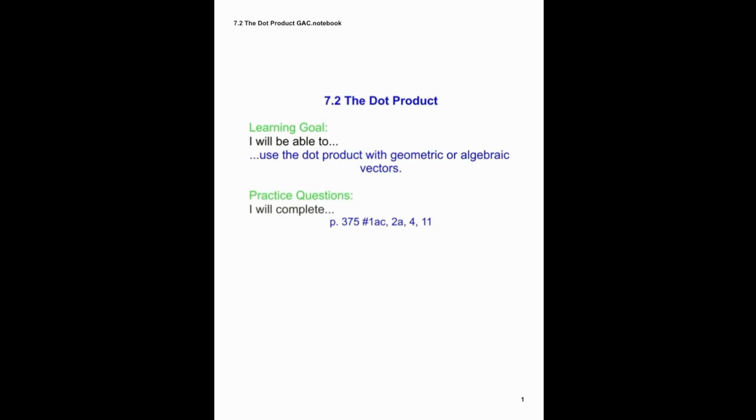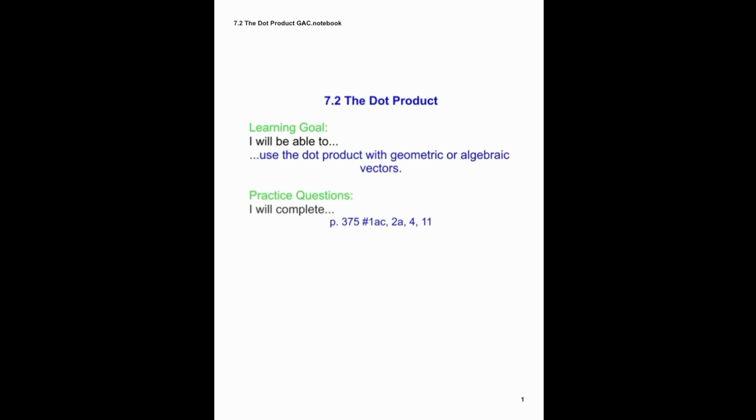So far, we've learned how to represent vectors geometrically with arrows and algebraically with components. We know how to add, subtract, and scale them using the scalar multiplication we did last time. But now we need something new. We need a way to combine two vectors to get a single number, a scalar, that tells us something meaningful about how those vectors relate to each other.